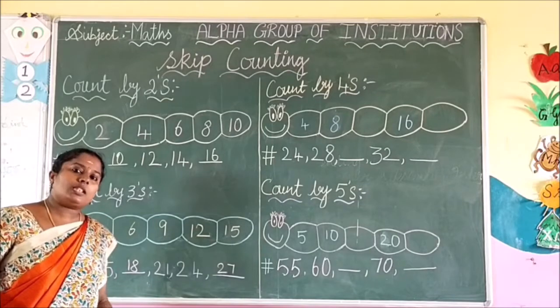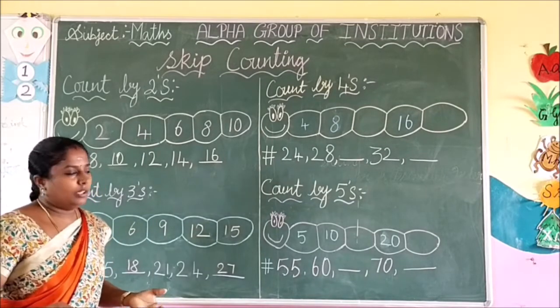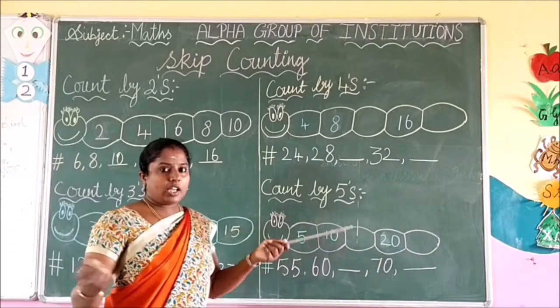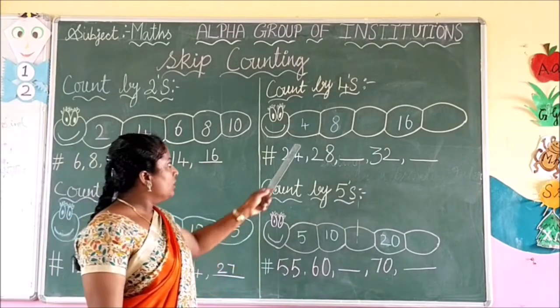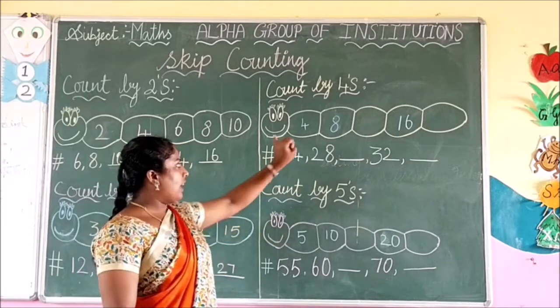That means we have to skip 4 numbers. We have to leave 4 numbers between the 2 numbers. So listen here. For this we can take the 4 table also. 1 4s are 4. 4 2s are 8. So we have 4, 8.